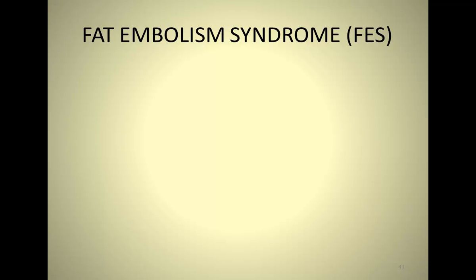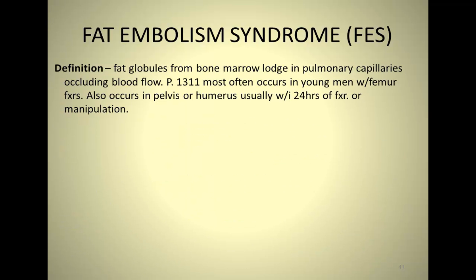And I'm going to do fat embolism, and then we'll call it good. Page 1311. Oh, there you go. Definition: fat globules from the bone marrow lodging in the pulmonary capillaries. Not a good thing. Yes, Mindy? Would this cause aplastic anemia? Fat embolism causing aplastic. Well, if fat is in the bone marrow.